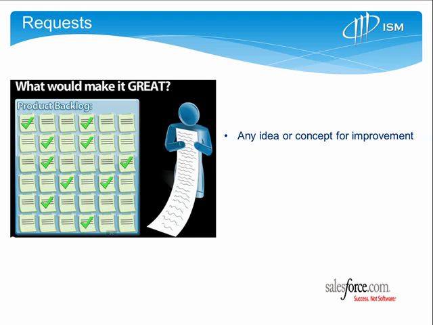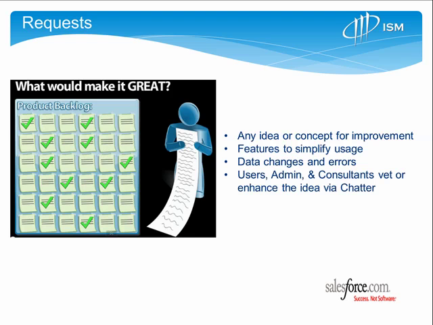So the first thing that is involved in our solution and in Agile is this idea of creating a request. A request is really any idea or concept that has potential for improvement. In addition to that, it includes features that may simplify usage. Those could be data changes or errors that are occurring in the system. All the people involved in creating a request, whether users, your internal admin, or our consultants, work together using this request concept to really vet or enhance the idea, and we use Chatter to do that. So it's a collaborative model to really come up with the best ideas.